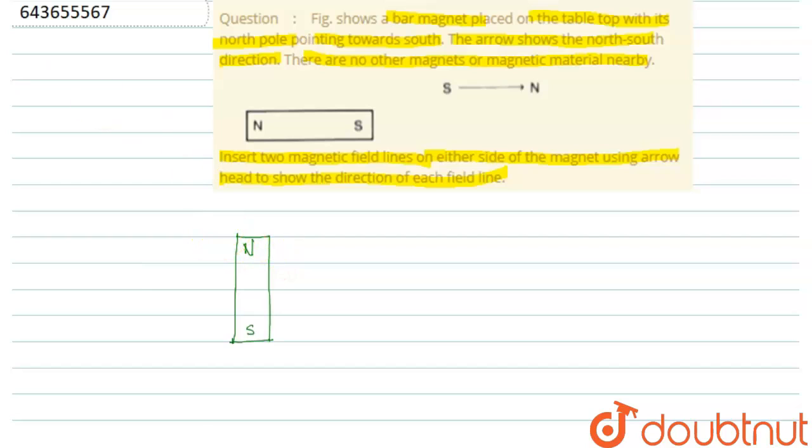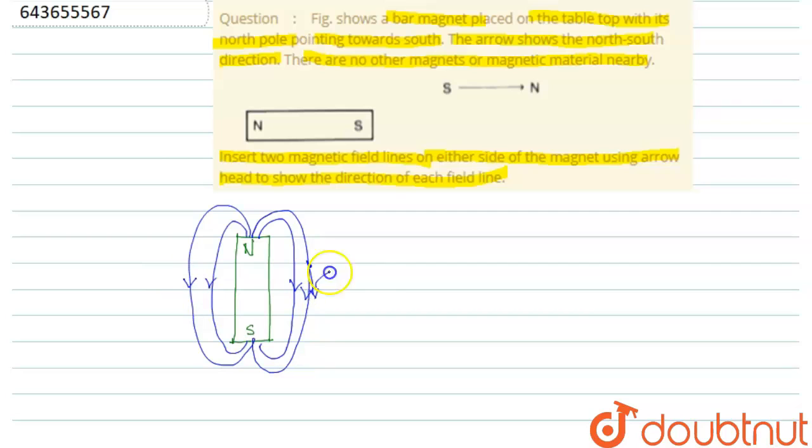So the magnetic field lines start from the north pole and terminate at the south pole. So this is the magnetic field line, north to south, and it is also from north to south. If we draw a tangent on this magnetic field line, this will give the direction of the magnetic field.